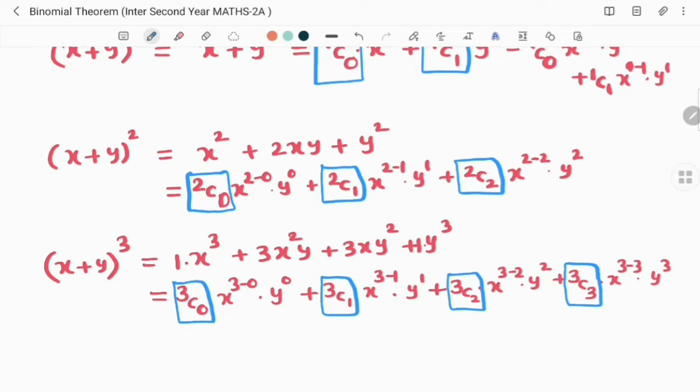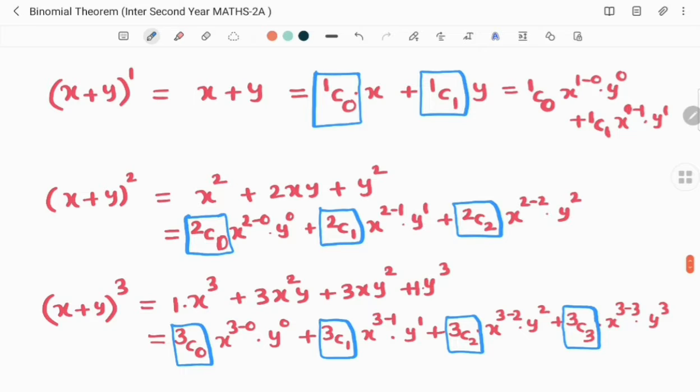You observe that, dear students, (x plus y) whole power 1, here the index is 1. So in this expansion, how many terms does it contain? X plus y contains 2 terms. So when the index is 1, terms is 2, that means 1 plus 1. If the expansion is (x plus y) whole square, the index is 2. So total how many terms do we have here? 1, 2, 3. So 3 terms are there.